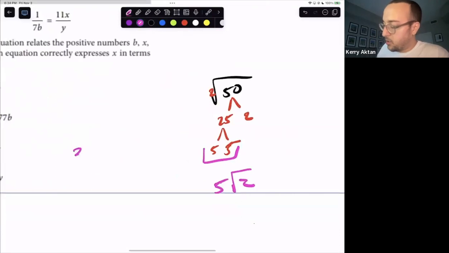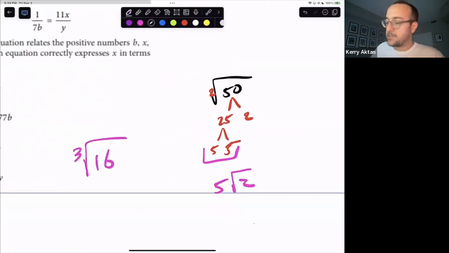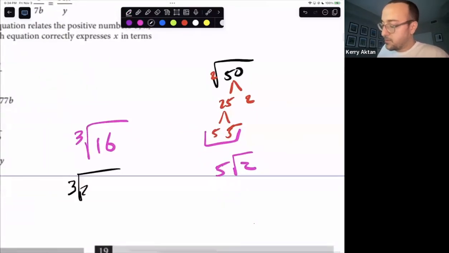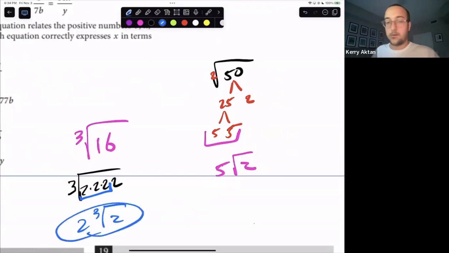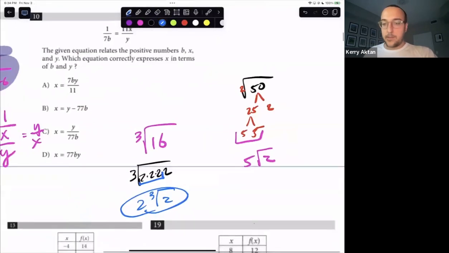Whereas if I had the cube root of 16, what's the cube root of 16, JP? That's the cube root of 2 times 2 times 2 times 2. Again, a cube root looks for sets of 3. This would be 2 cube root of 2. If that helps, let me know, and I'll move on.